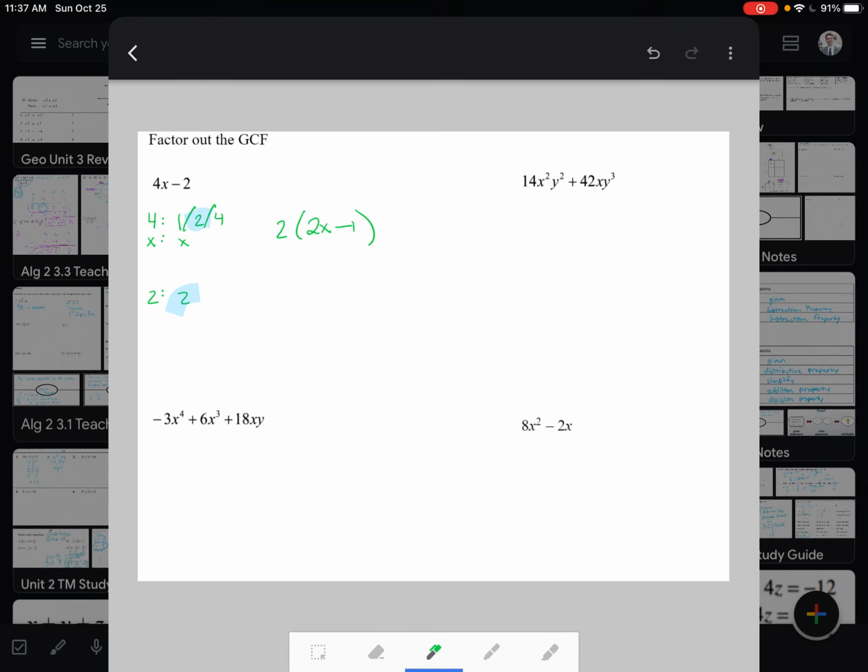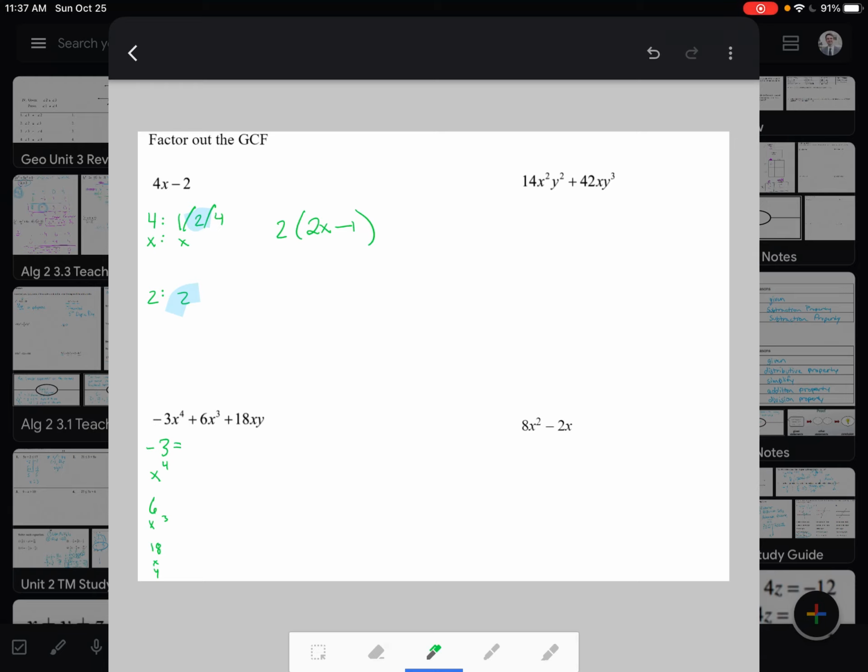But what was I talking about with these variables, right? So where is that going to apply? Where do I need that? So let's keep it going here for the next term below it. We have negative 3x to the 4th power, we have 6x to the 3rd power, and we have 18xy.